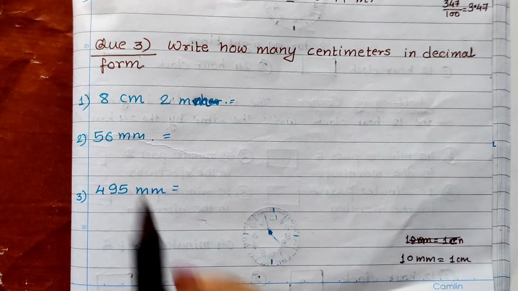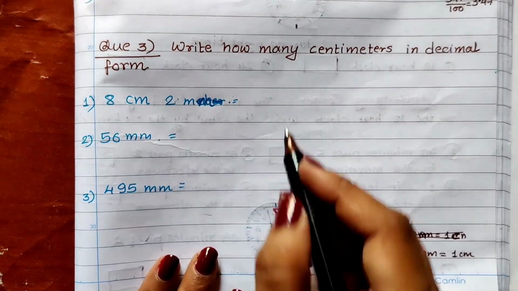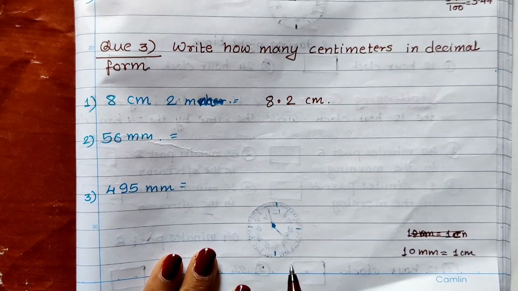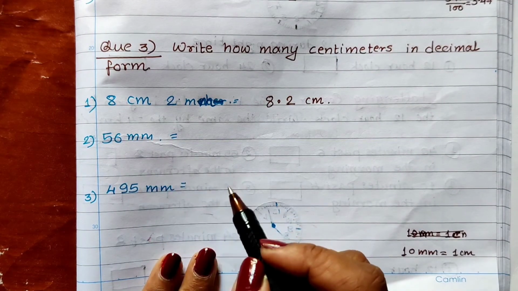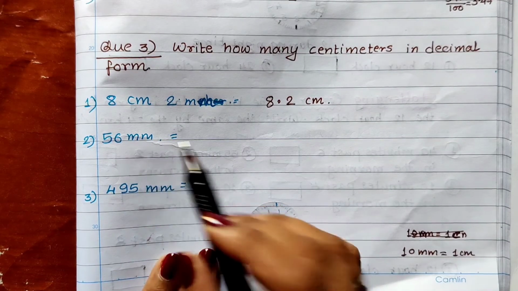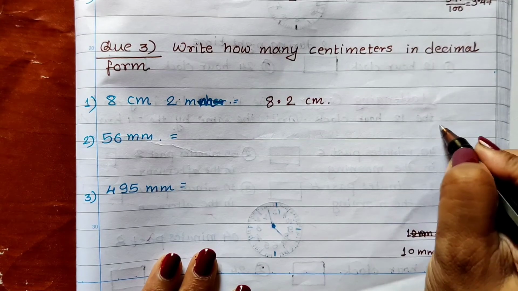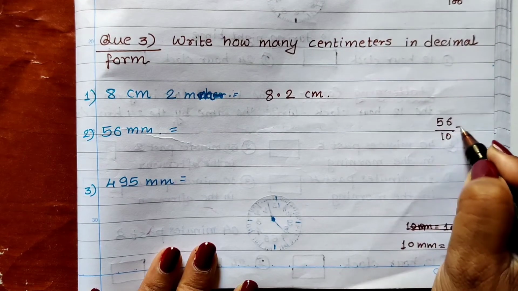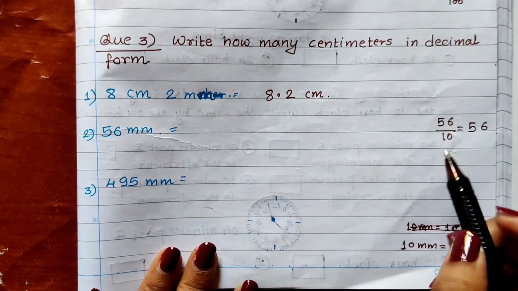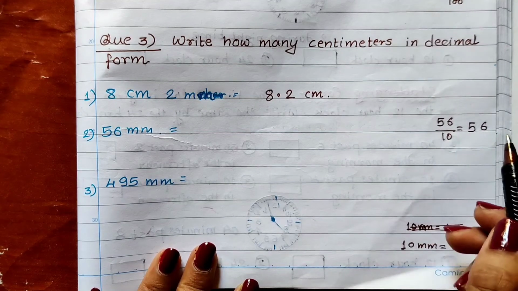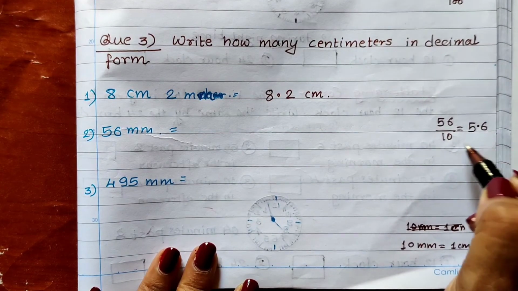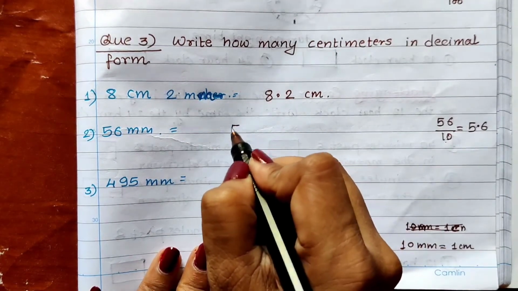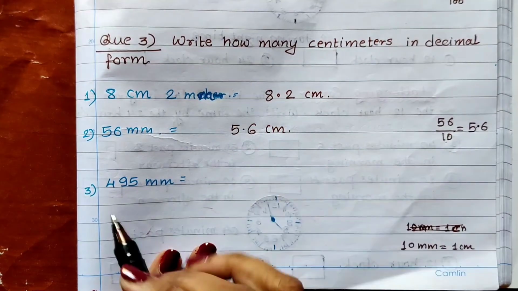Okay. So 8 centimeter and 2 mm means how to write it as 8.2 centimeter. Then 56 mm, how to write in centimeter? 56 divided by 10 we have to do. Okay, because 10 millimeter is equal to 1 centimeter, so we have to divide 56 by 10. So 5, 6. Where to put the decimal point? Only one digit is there, so after decimal point one digit should be there. 10 is there in the denominator, that means after decimal point one digit should be there. So answer is 5.6 centimeter.